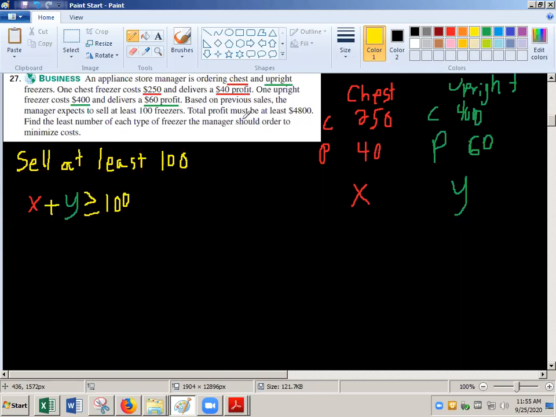So that's the first part I'm getting from here, based on previous sales. The total profit must be at least a certain amount. All right, so for the total profit part, I'll do it in blue here. So we want the profit to be at least 4,800. I don't want to write at least because it's more writing, but whatever, I'll write it out.